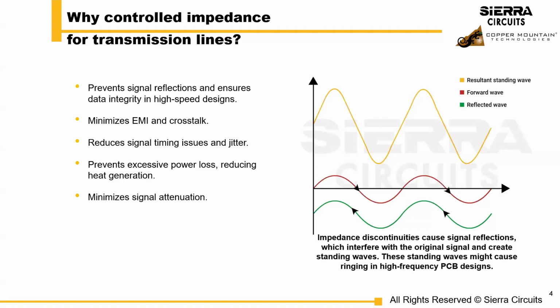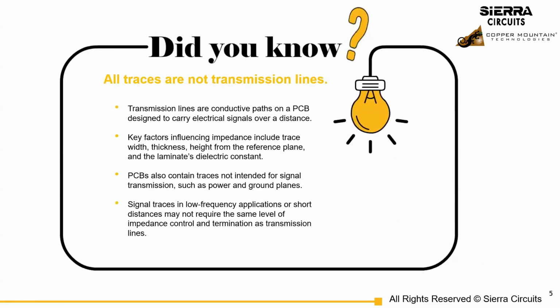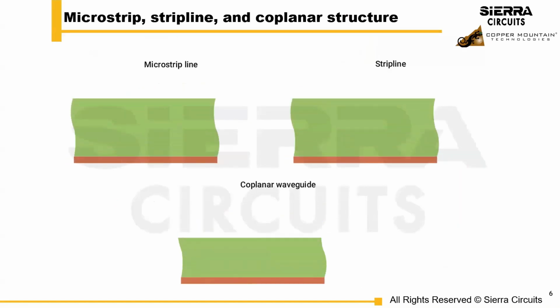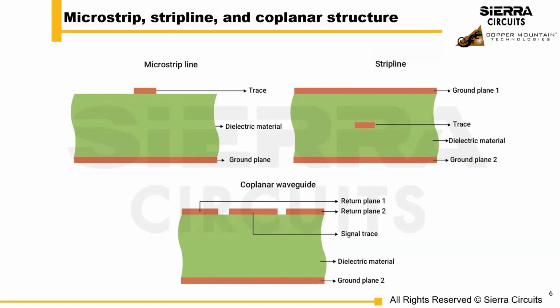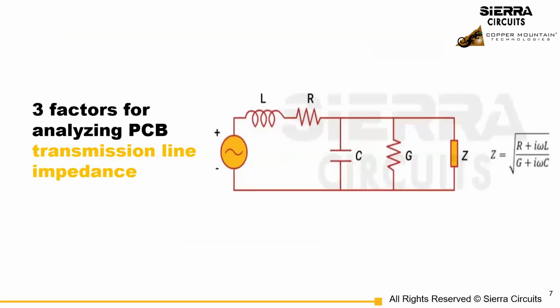So, this is why controlled impedance is super important. Some interesting facts, which I'm going to skip over. And then, just the idea of showcasing the structures: microstrip, strip line, coplanar. So this is a reference of what we're speaking about, in different structures you can have.